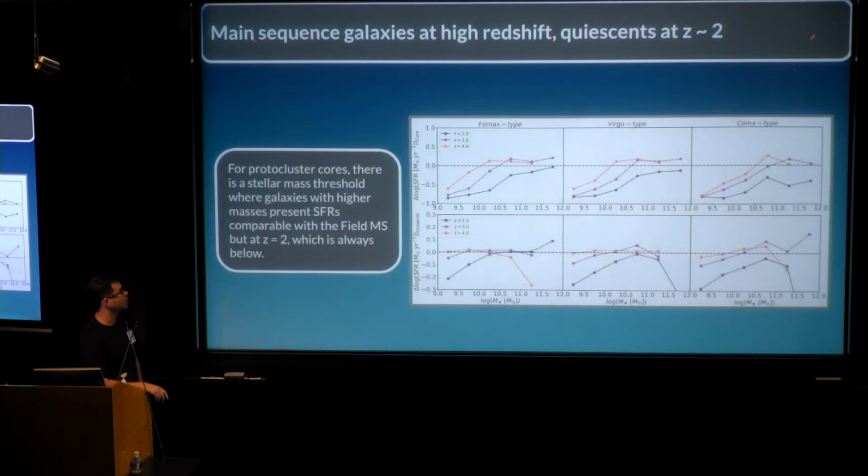And also, as we can see in observations, here we analyze for each bin of stellar mass, we quantify the median star formation rate, and we compare those star formation rates in cores and outskirts with the field main values, galaxies in the field. So if that quantity is 0, it implies that the galaxies in that specific environment and stellar mass are close to the field values.